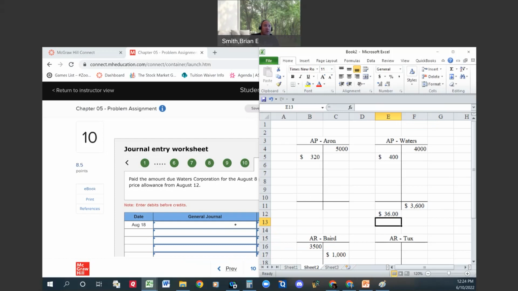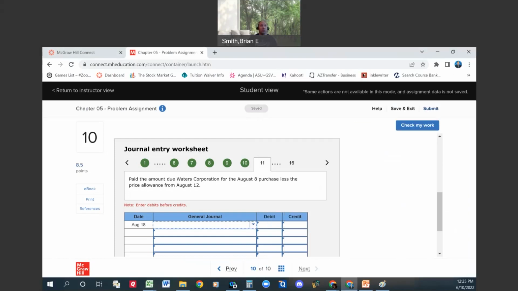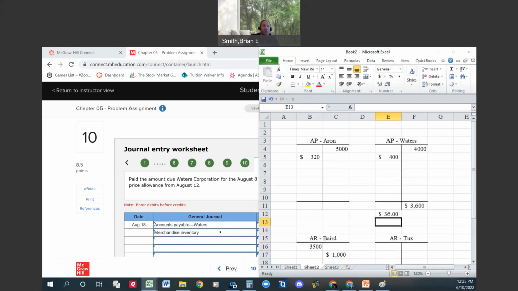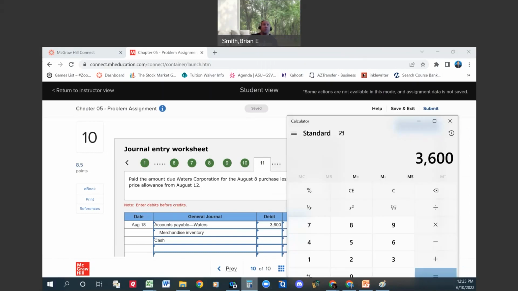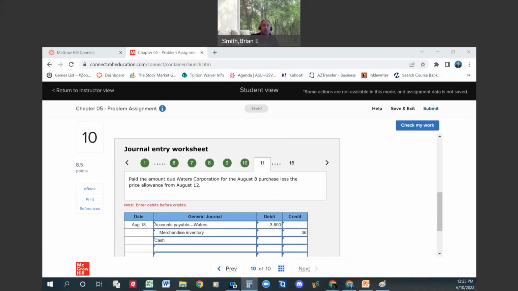So we're going to debit our accounts payable for $3,600 for Waters. And then we're going to credit merchandise inventory because we are going to reduce it by the amount of money that we got the decrease for, $36. And then the remaining amount is going to go to what we're paying in cash. So let's just whip out our handy dandy calculator here. 3,600 minus $36. Yeah. Okay. So cash is 3,564.